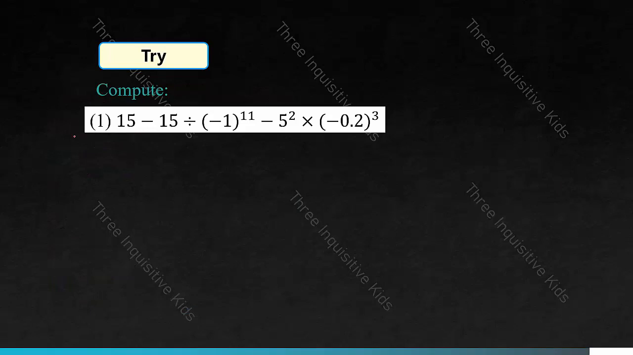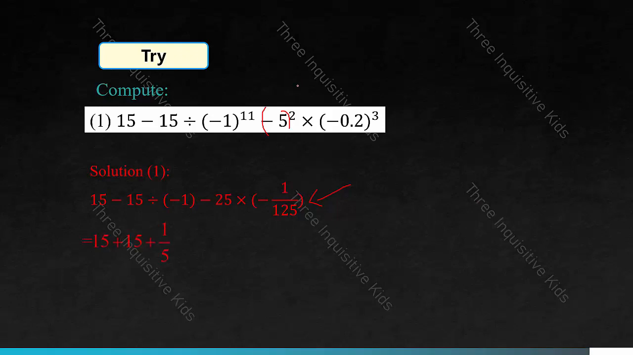Now I want you to compute this expression. Here we first do the exponents. 15 minus 15 divided by this -1 to the 11th power is the same thing as just -1, minus 25. Because this doesn't have parentheses around it, then this is a -25 instead of a +25, times -1/125. The reason we turn this into fraction form is that it's easier to work with fractions, because you might be able to cancel some things out.